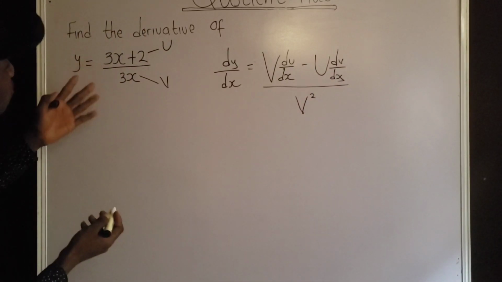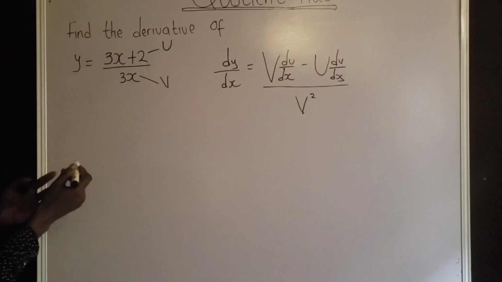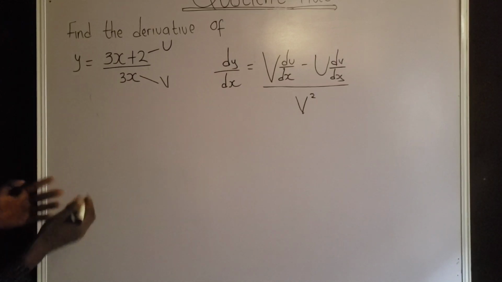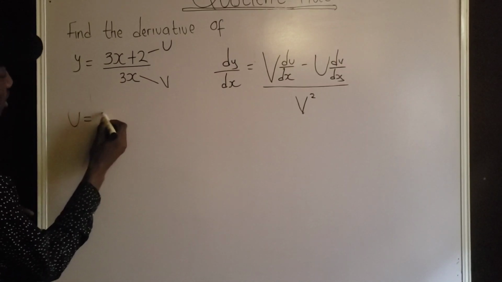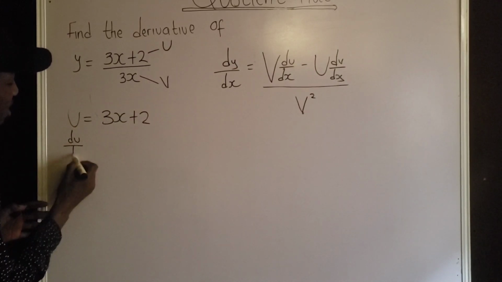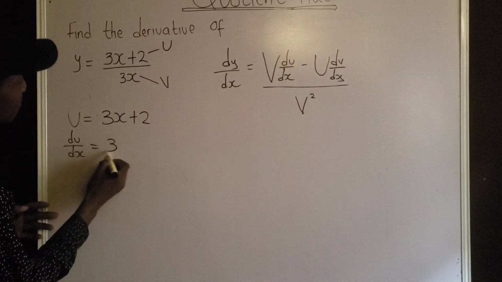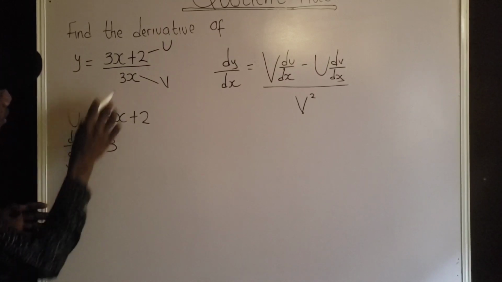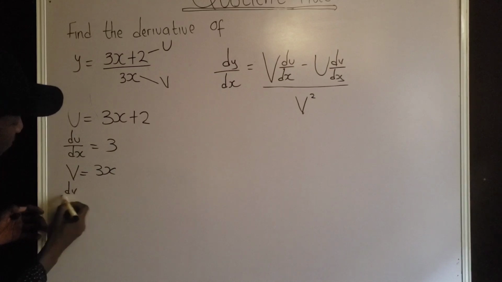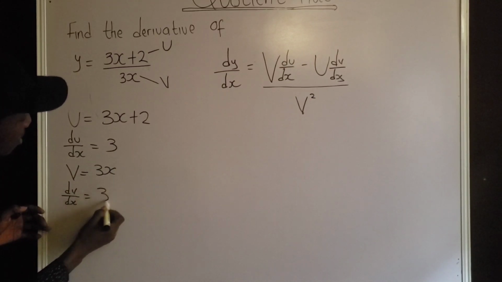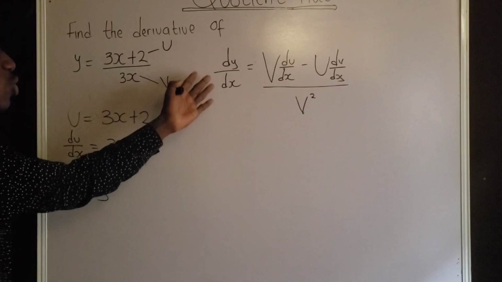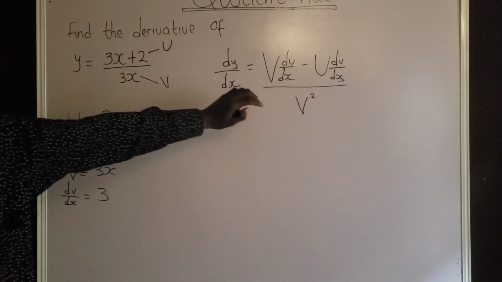So let us continue. Having known this formula, we can see that I still need to find the derivative of u and v. So since u is equal to 3x plus 2, the derivative of u with respect to x is equal to 3. So v is equal to what? The denominator, which is 3x. The derivative of v, which is dv over dx, is equal to 3. So I have found the derivative of u and v. The next step is to proceed to substitute all these parameters into this formula.